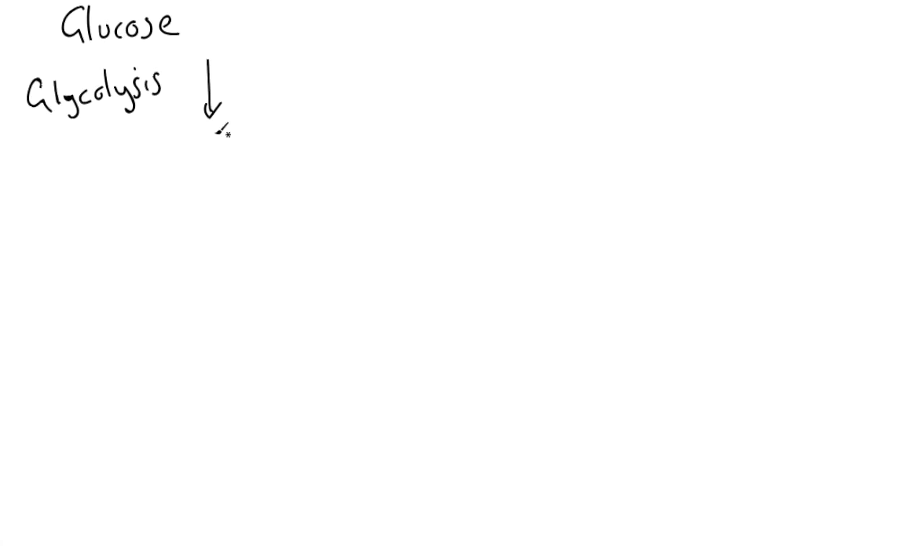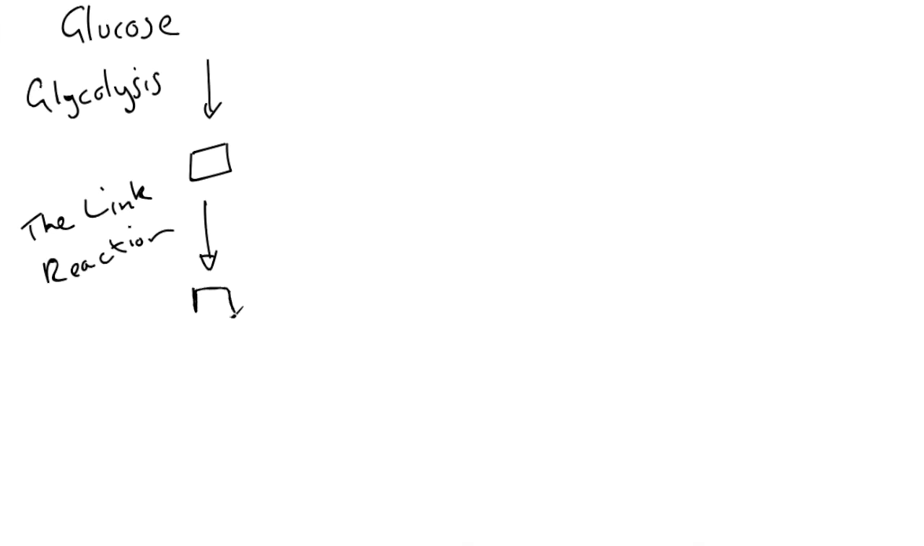And after glycolysis, these sets of processes, a product is made. Again, in further videos I'll talk about the actual product. Then this product goes into another little machine, so to speak, and we have the link reaction. And then the product of this goes into the Krebs cycle.